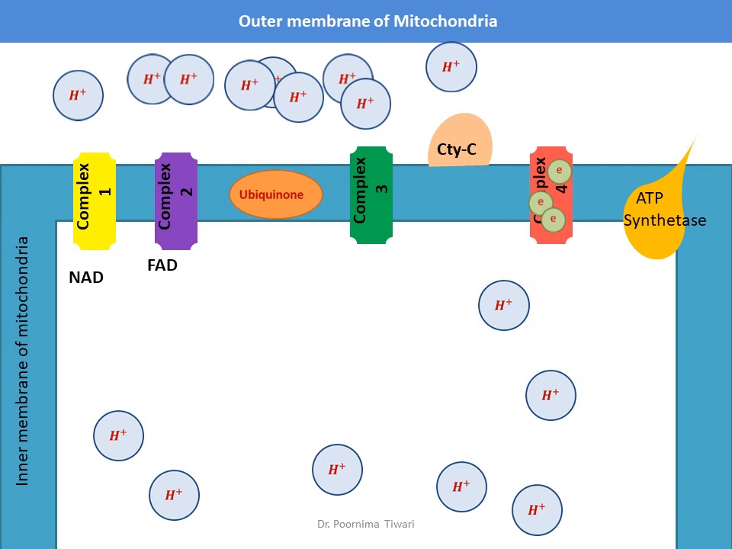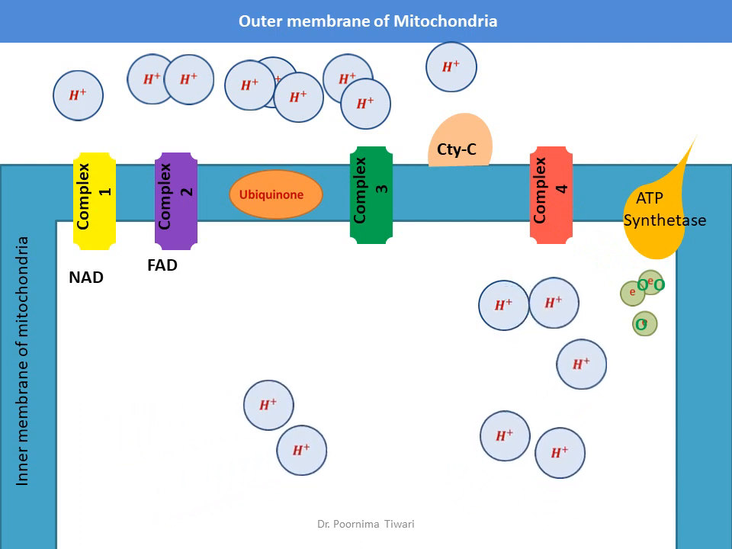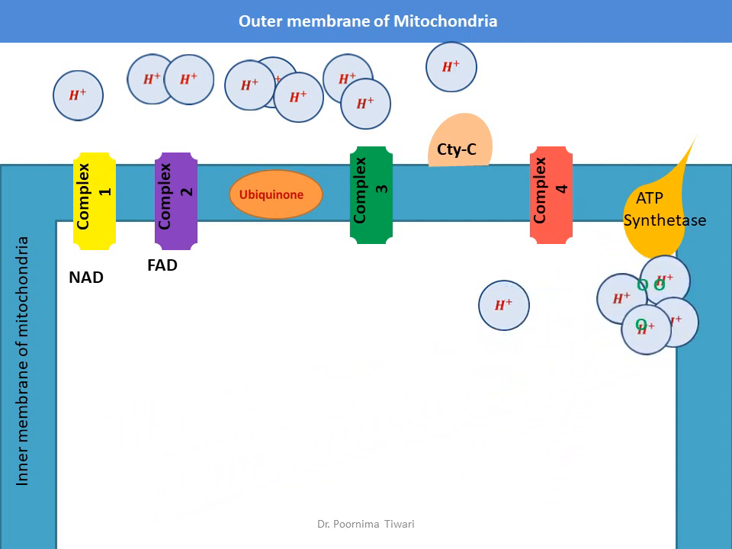Complex 4 gives the electrons finally to oxygen atoms, which takes more protons from the matrix, water is formed which moves away. So we can see that H ions have a very low concentration in the matrix and a high concentration in the intermembranous space.